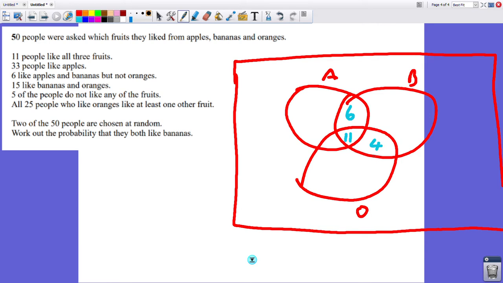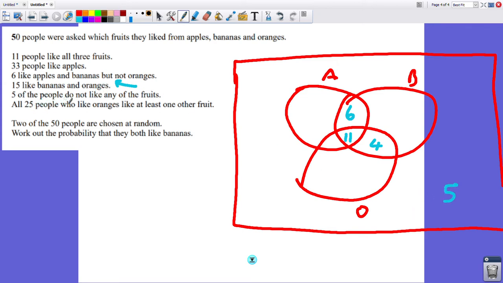I mean, look, it says that 15 people like bananas and oranges. It doesn't specify whether or not they're allowed to like apples too. If it says 15 people only like bananas and oranges, then fine, you can put it in this section. But it doesn't specify that. So it's going to be 11 plus some mystery number equaling 15. Obviously the number is going to be 4. Okay, 5 of the people do not like any of the fruits, so clearly I'll put 5 outside.